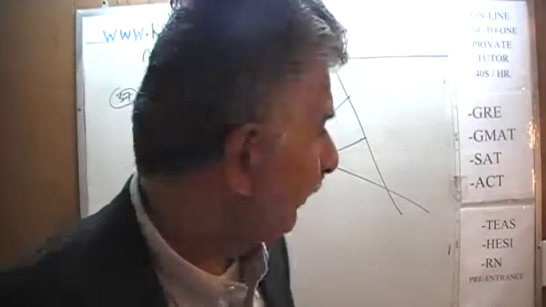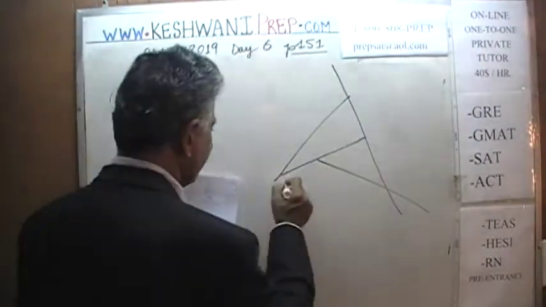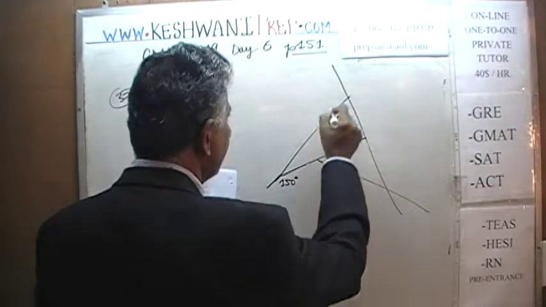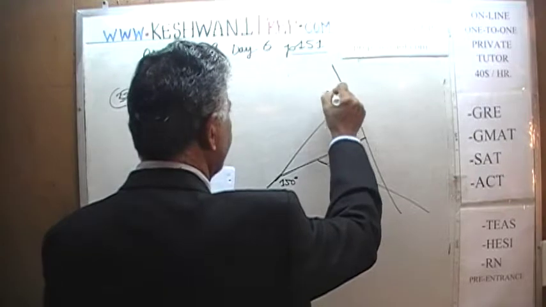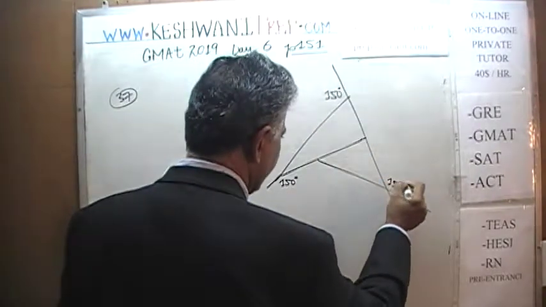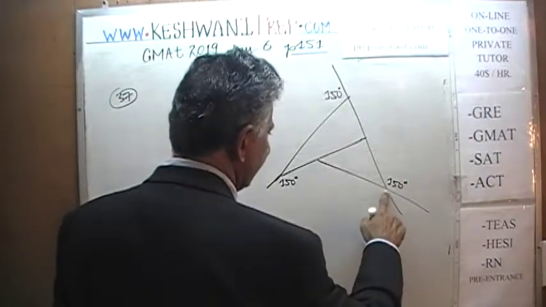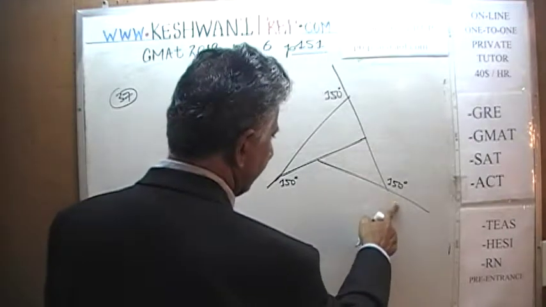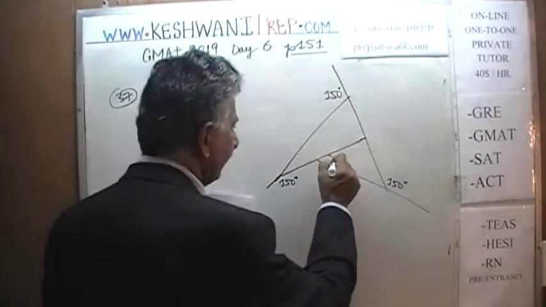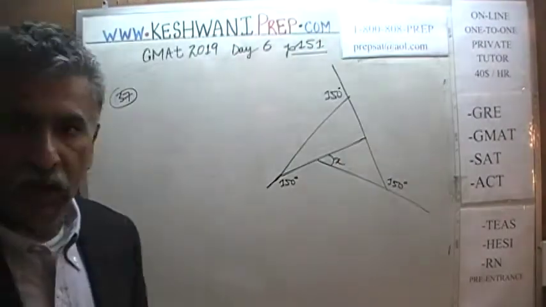Let's first insert the information that is given to us before we insert our own information. So we are told that this angle right here is 150 degrees. This angle right here is 150 degrees. This angle right here is 150 degrees. And they don't extend this line. It really doesn't matter if they let it extend or not, but it's not there in the picture. And this angle, we are told, is x degrees. The question simply is, how much is x?